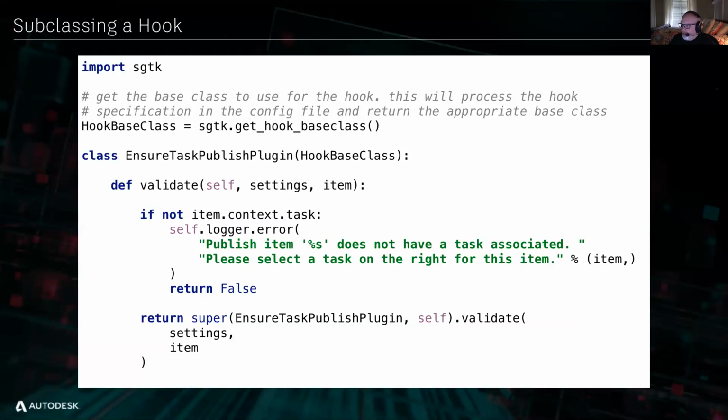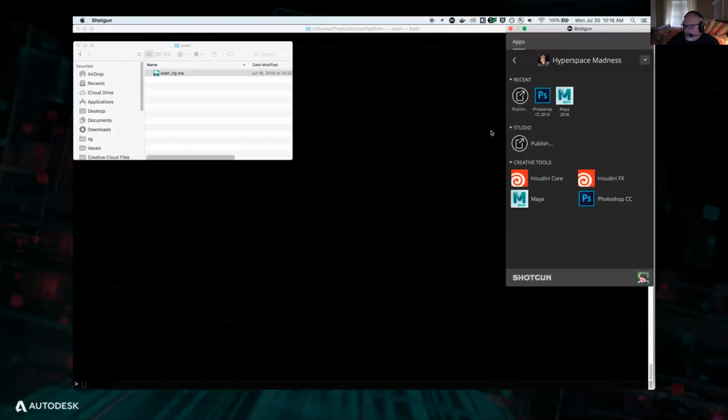As with the loader example, we need to define our subclass, making sure to inherit from the correct base. We're going to override the validate method. And again, this is all the code needed to make these changes. All we're going to do is check to see if the item's context is defined, and if not, log an error. And if so, we'll just continue with the base class logic, so we don't have to actually implement that again.